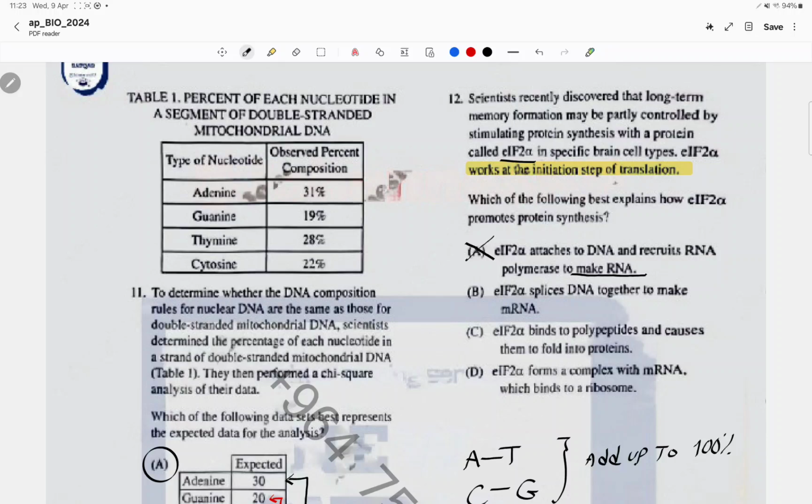Again, you're making mRNA, you're not making a protein in B. ELF2 binds to polypeptides and causes them to fold into proteins. That means we already made the protein, it's just folding it. That's not initiation. We're looking for the beginning, the initiation. Forms a complex with mRNA, which binds to the ribosome. And once the mRNA binds to the ribosome, you can now start initiation. You can now start the translation. So it has to be that. Okay.